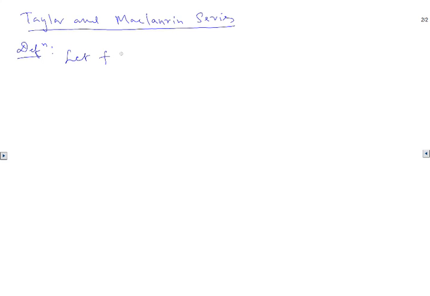So Taylor, and we can talk about both the Maclaurin series. Taylor and Maclaurin series. So the definition is, let f be a function with derivatives of all order, because we need to continually take the derivatives.